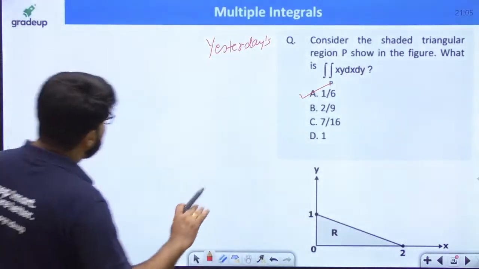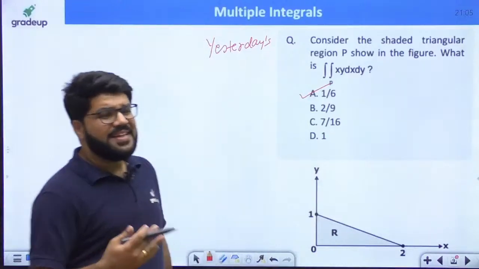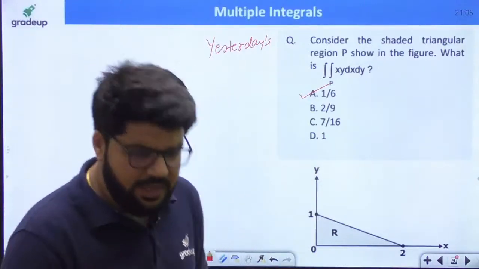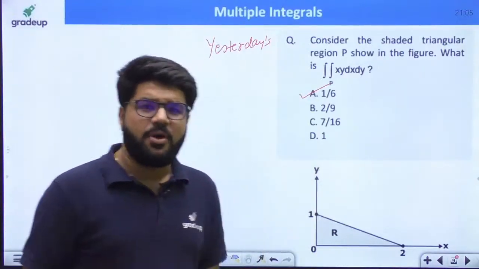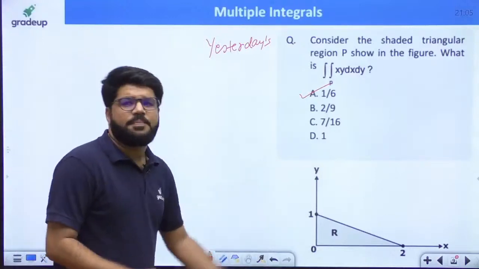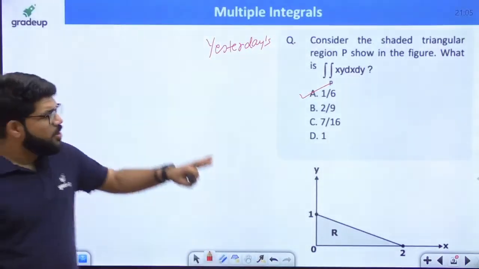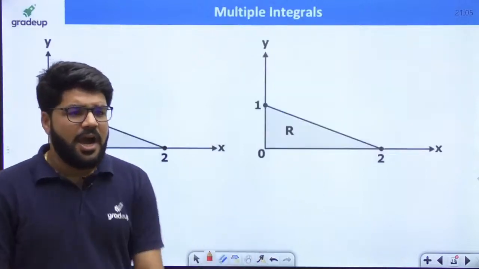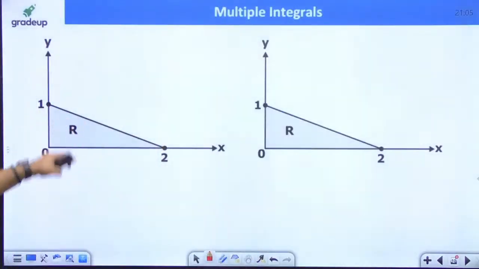So the answer is 1 by 6, that we know. That was not the last question of yesterday, we did more questions after this, but let us take a step ahead. Let us come to the approach, guys: how I solved the last class question. Have a look at this.